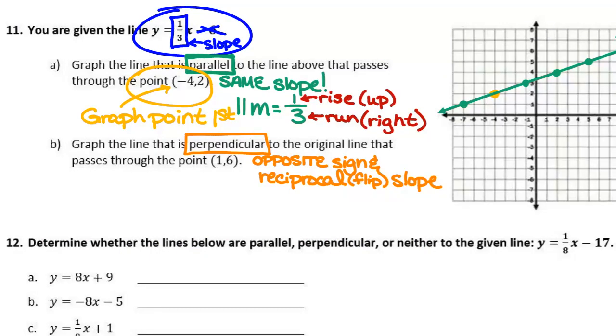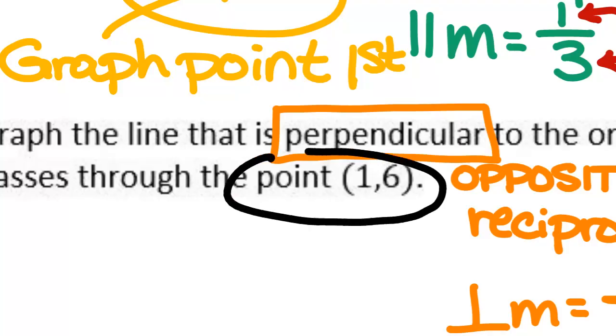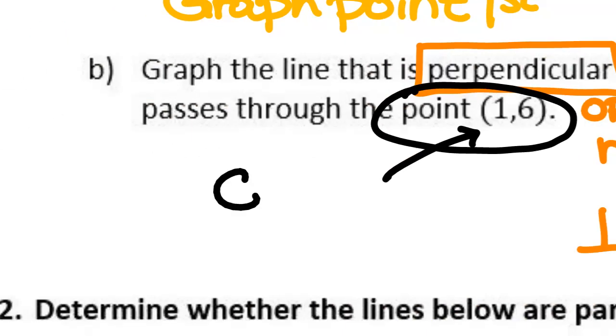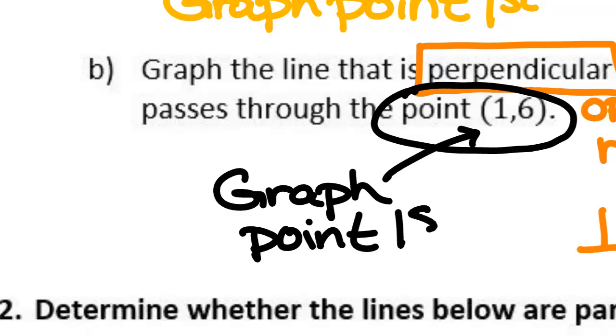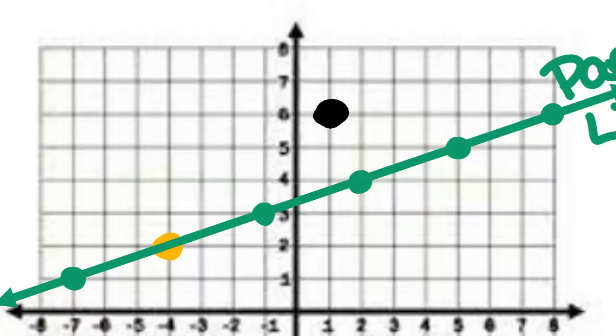Well, my original slope from up here was a positive number. So my perpendicular slope will be what type of number? It's going to be a negative. Instead of 1 over 3, we flip it over, and it's going to be 3 over 1. Just like before, we have to graph the point first. So I'm going to graph the point at (1, 6), right 1 and up 6, right here.